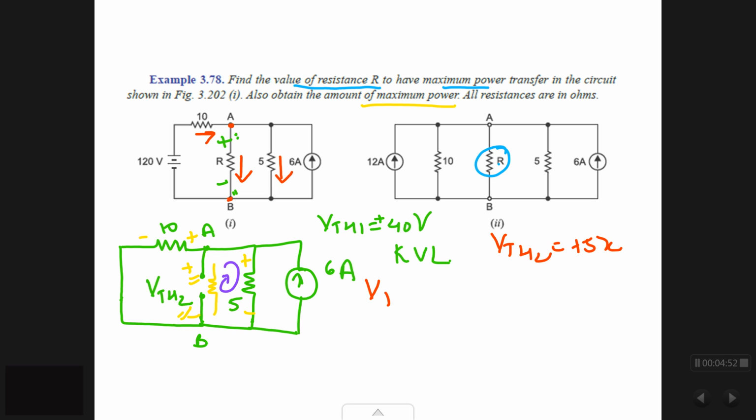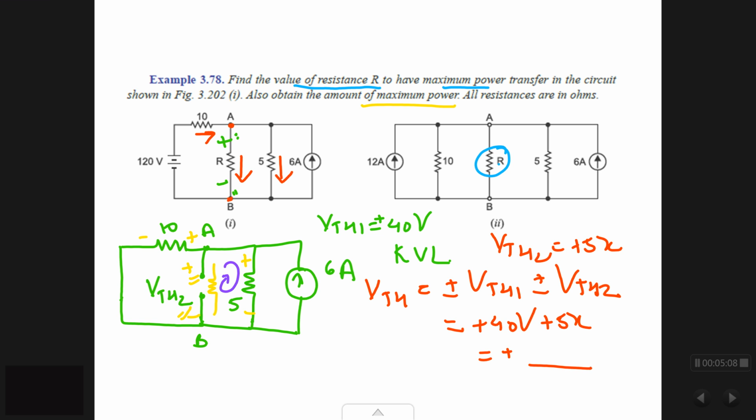Your final VTH will be plus or minus VTH1 plus or minus VTH2. VTH1 is plus 40, VTH2 was plus 5x, whatever is the answer, it is positive. So, your final circuit comes out to be this. This was your RL which you have calculated originally. RL and RTH would be the same. VTH answer you will get from here.